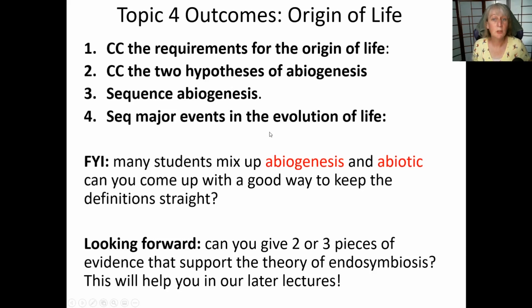The outcomes for lecture 4, The Origin of Life, are I want you to CC the requirements for the origin of life. Give me the 2 hypotheses that I show you for abiogenesis, and then compare and contrast them. Sequence abiogenesis, what happens, what do you have to have, give me about a timeline, and then sequence the major evolutionary life events.